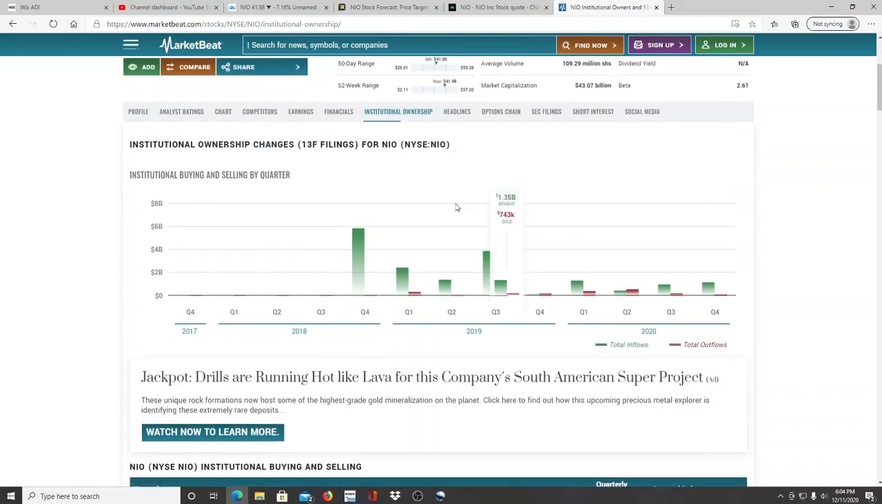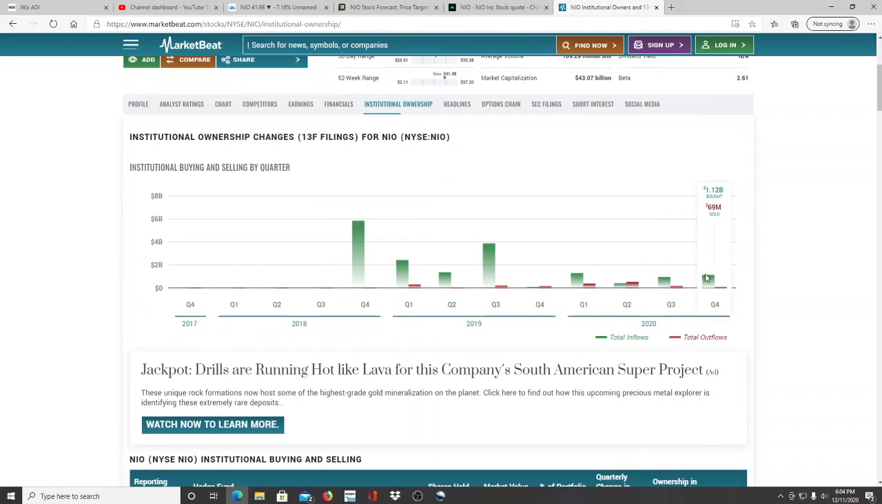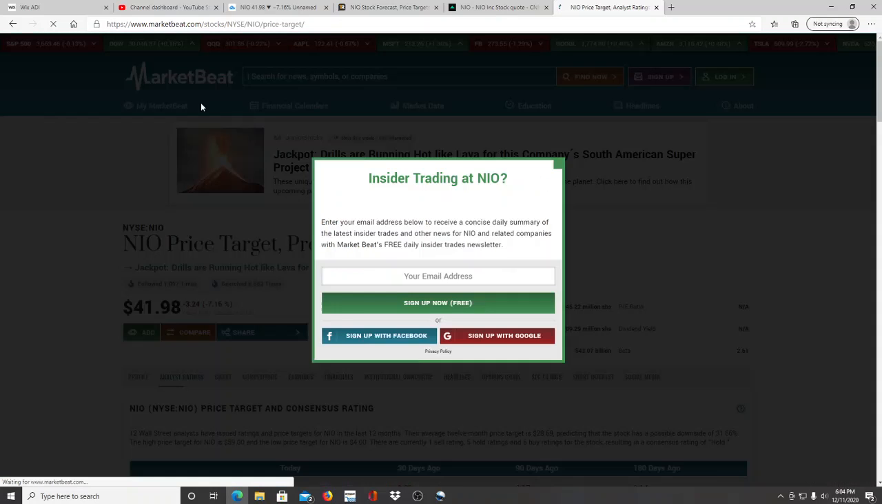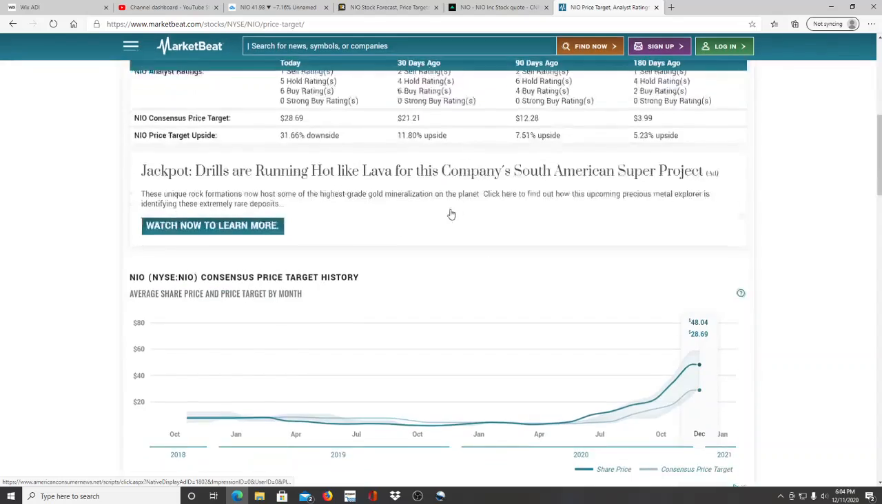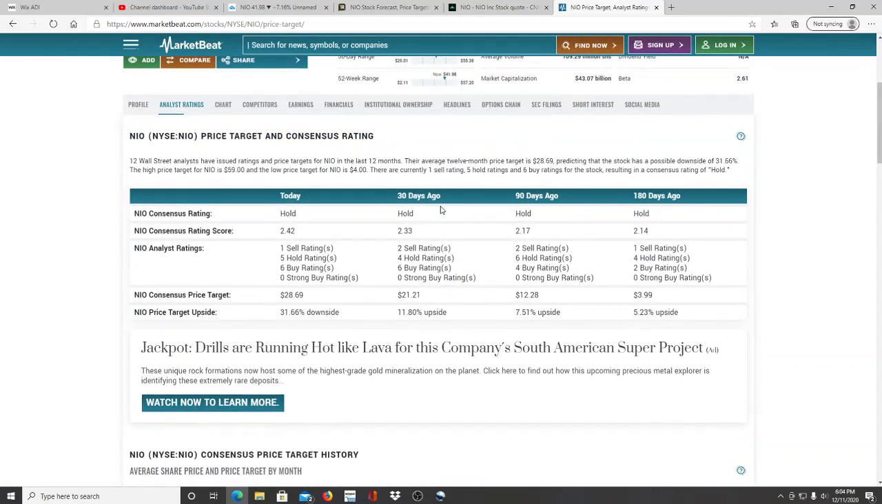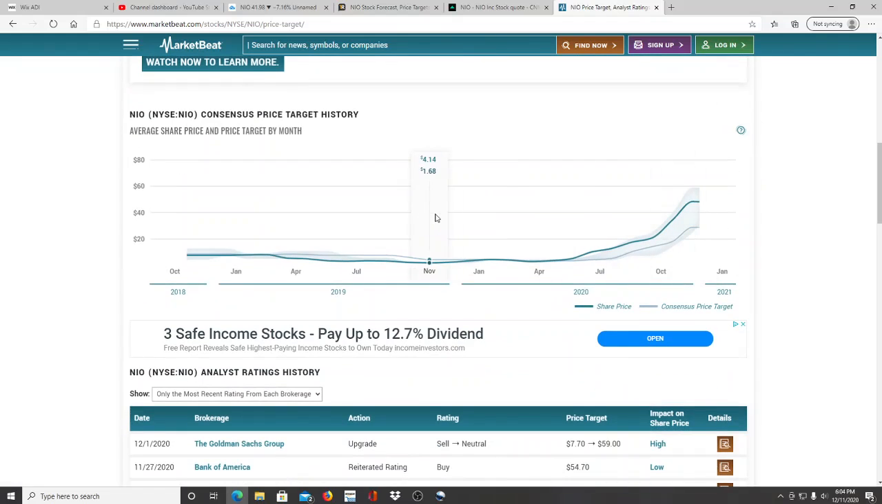Now, here, we're seeing that a lot of institutions are buying. There's a lot less selling going on, right? There's 1.12 billion bought, and then only 69 million have been sold. It's just not making sense. And then the analyst ratings are actually pushing it down. I would love to see your thoughts on that as well. As an investor, where do you see this going?